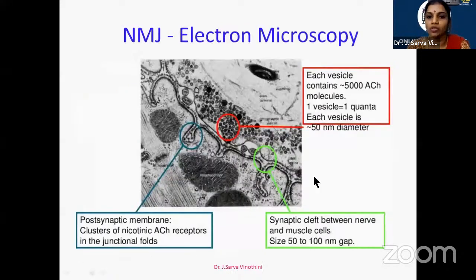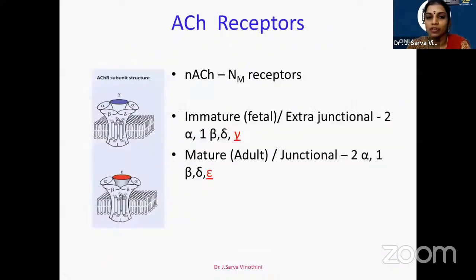In the electron microscopy also, we can see here that the presynaptic region has lots of acetylcholine containing vesicles, more concentrated on the active zones. And the postsynaptic region is flooded with the acetylcholinesterase enzyme and the acetylcholine receptors. And there is a narrow synaptic cleft in between. The acetylcholine receptors are of the NM type, the nicotinic receptors, the muscle kind of nicotinic receptor.